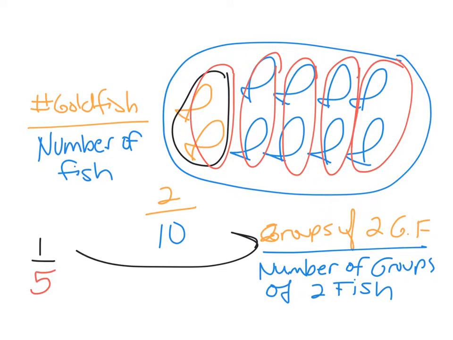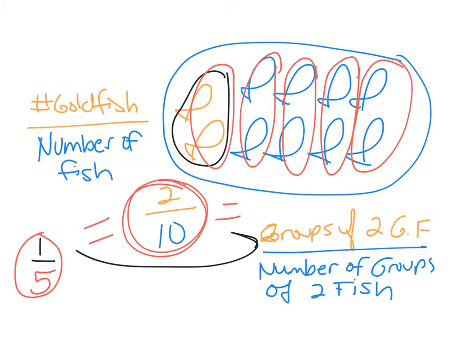So I have represented the same aquarium in 2 different ways, but this fraction and this fraction are the same. In fact, if we simplified this one, we would get to here, which is the same as that. And that's equivalent. It's the same fraction, just representing it a different way, but exactly the same thing. This is 1 group of 5... this is 2 goldfish out of 10.